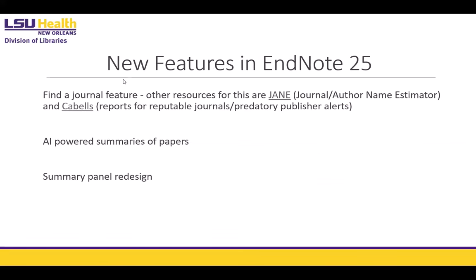The new features in EndNote 25: EndNote 25 came out in 2025, so these features are about a year old now. The two new features were the find a journal feature, where you put the title and abstract of your manuscript into the citation manager's add-in in Word and Google Docs, and it will try to match journals that it thinks are relevant to the title and abstract of your manuscript.